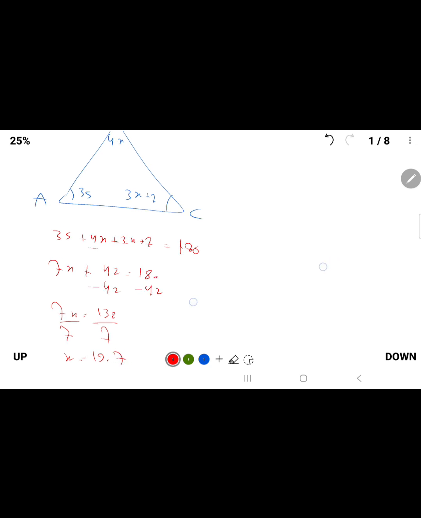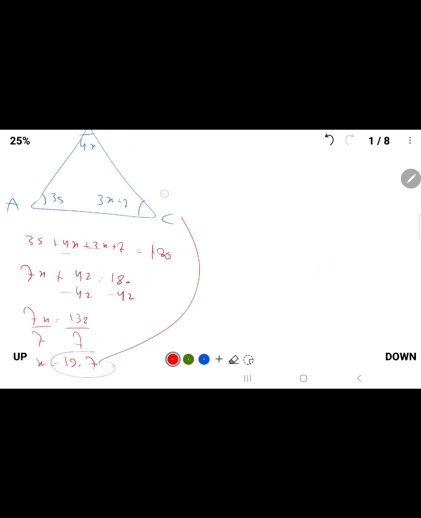Now we can find x. Now we replace 19.7 here in x to find angle B. So angle B is equal to 4 times 19.7. Now 4 times 19.7 is equal to 78.8. So this is the final answer.